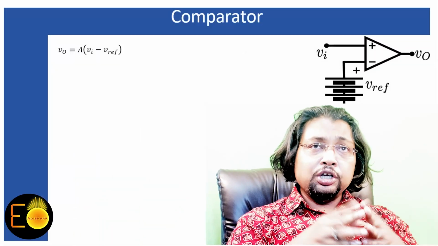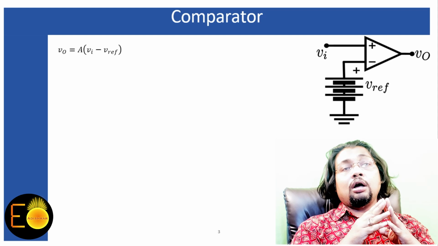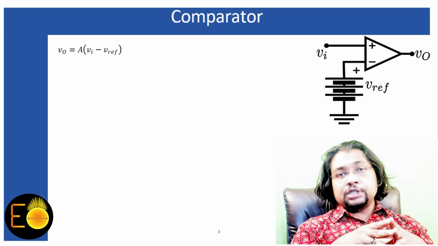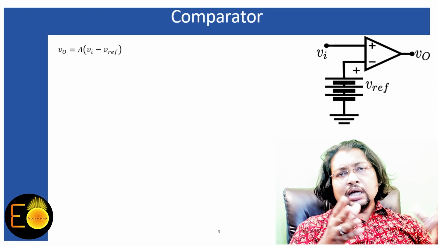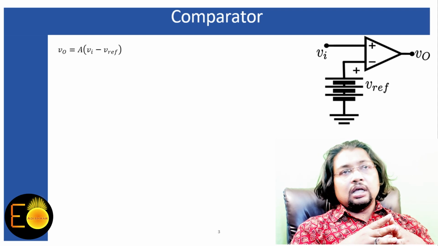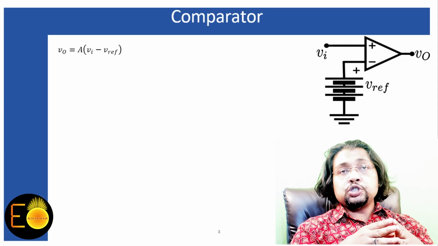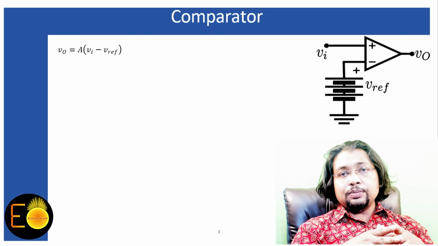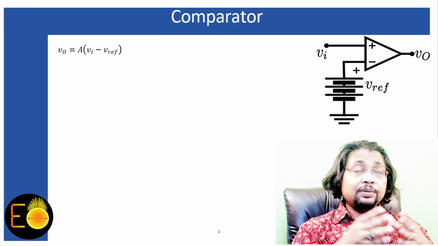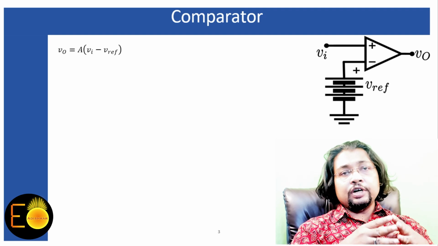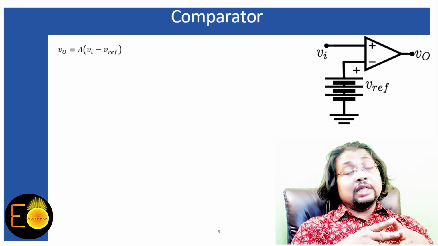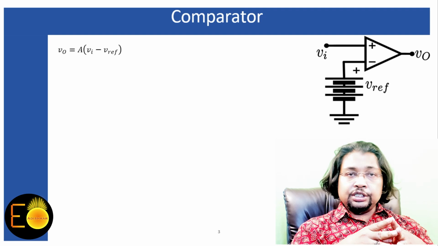Now, on your screen is the ordinary comparator based on the operational amplifier. What does an operational amplifier do? It amplifies. What does it amplify? It has two terminals: one is the plus terminal, another is the negative terminal. The plus terminal is generally called the non-inverting terminal, whereas the negative terminal is called the inverting terminal.